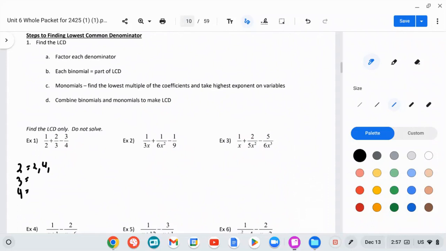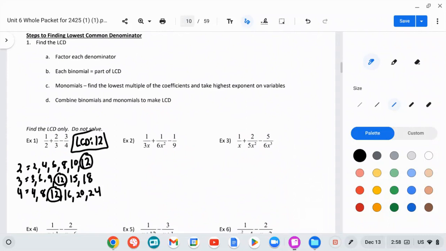So 2 times 1, 2 times 2, 2 times 3, 2 times 4, 2 times 5, 2 times 6; 3 times 1, 2, 3, 4, 5, 6; and then 4 times 1, 4 times 2, 4 times 3, 4 times 4, 4 times 5, 4 times 6. Then we look for the smallest number they all have in common. Sometimes you might have to go beyond 6. It's not often, but sometimes you do. 12 would be my LCD. So that's what they're looking for in this little section.